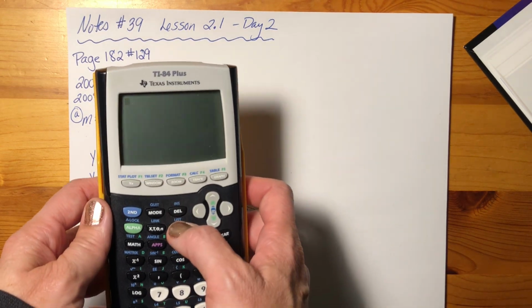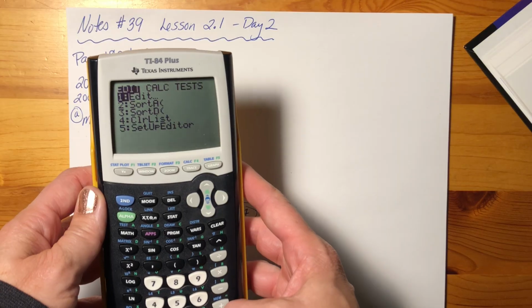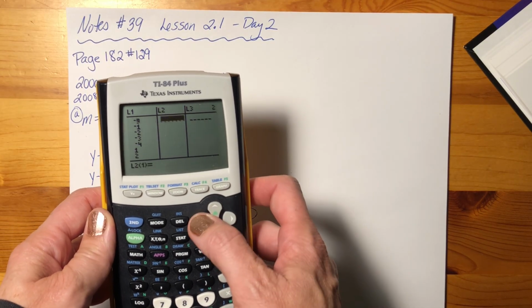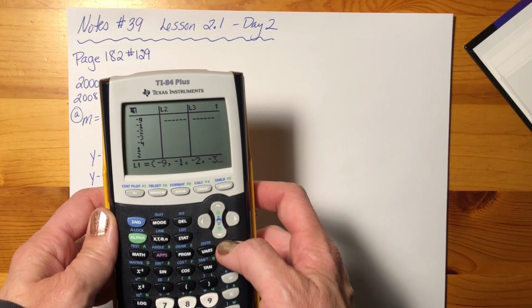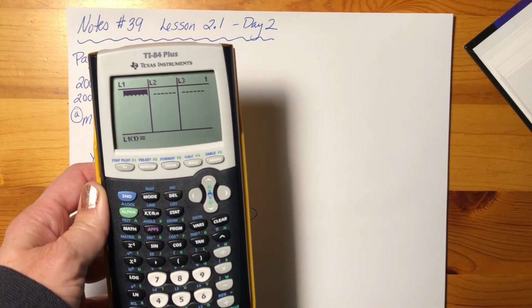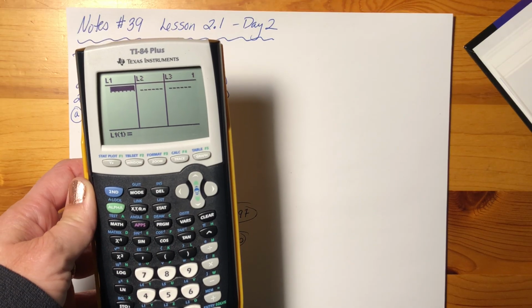So let's go to your stat menu. I had some data here stored, so I'm going to clear it. I just go up to list one and I hit the button clear. Do not hit delete. If you hit delete, it will delete the list. We want to clear it, so we clear it.